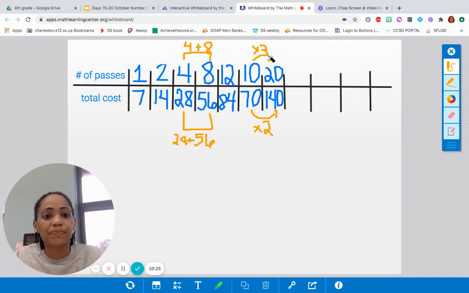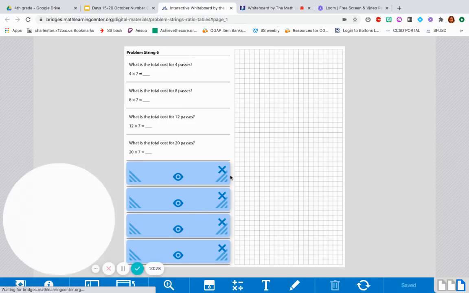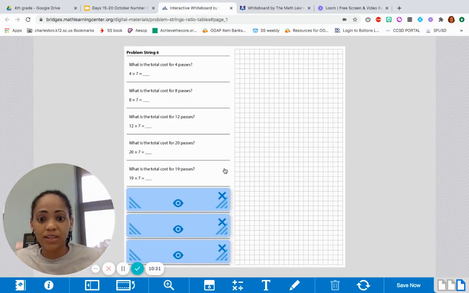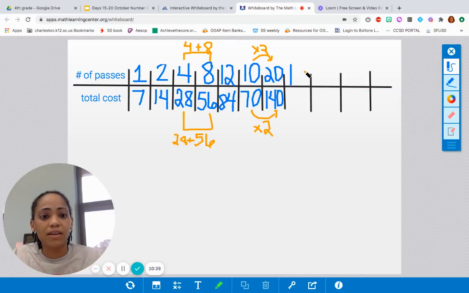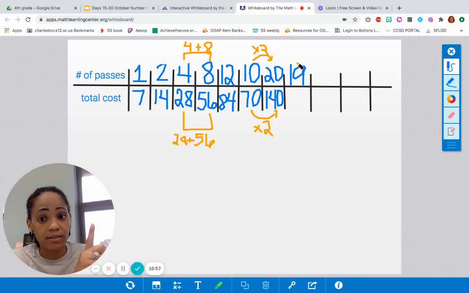All right, let's try the next one. Ooh, how about 19 passes? We can solve that easily, right? Yeah, because what do we know about 19? Right, that's one less person, which means one less $7 that we have to pay for a ticket to a water park. So technically I'm subtracting one pass, and that means I'm subtracting $7 because one pass is $7. So what would I get then?